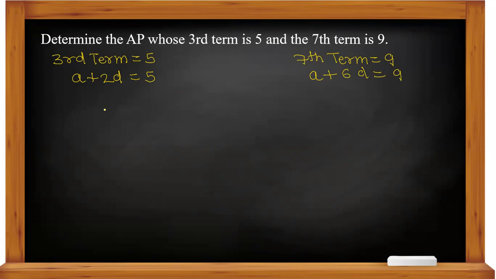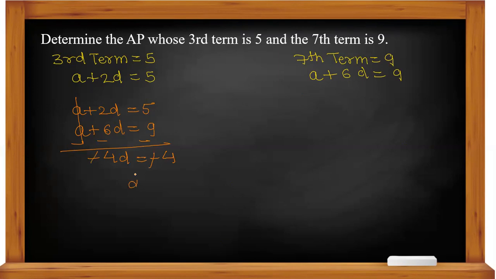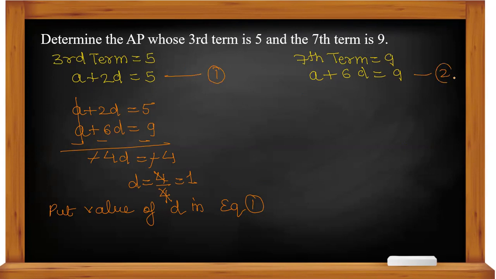Let us solve them by the elimination method. A plus 2D is equal to 5. A plus 6D is equal to 9. Let us change the sign. This is minus 4D is equal to minus 4. So D is equal to 4 divided by 4, which is equal to 1. Now let us put the value of D in equation number 1. You can call this one as equation number 1 and this one as equation number 2.